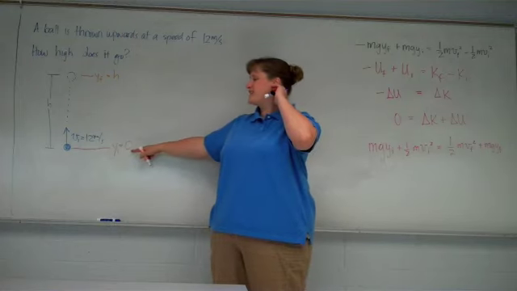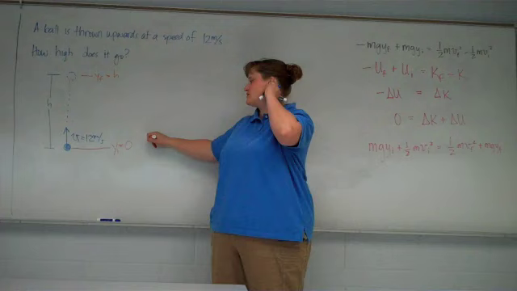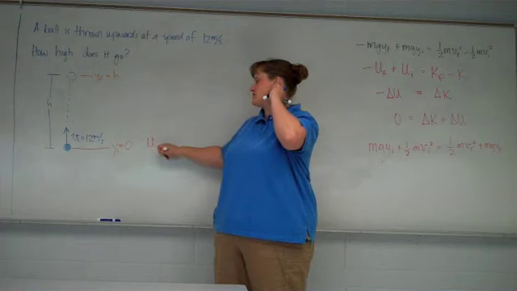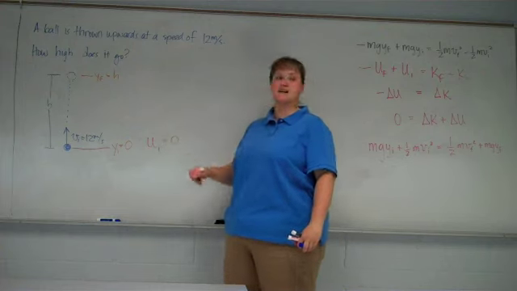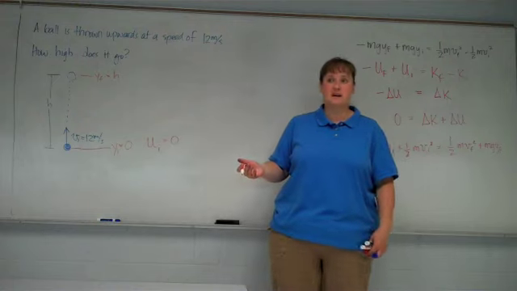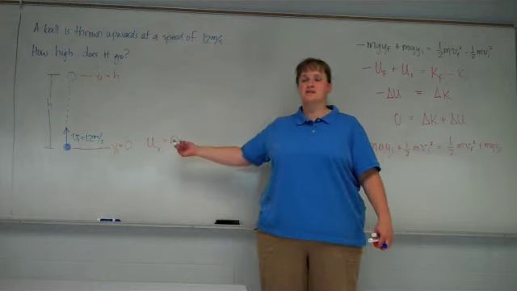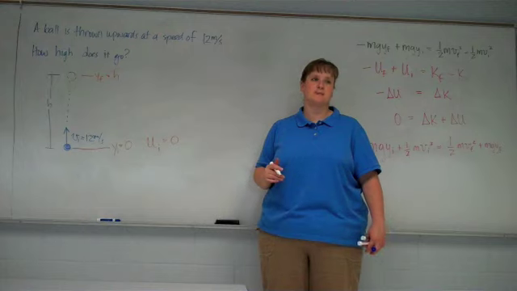If I'm calling y equals 0 down here, what can you tell me about the gravitational potential energy initially? It would have to be 0 as well. Exactly right. If it depends upon height, and we've called height 0, then that has to be potential energy 0.